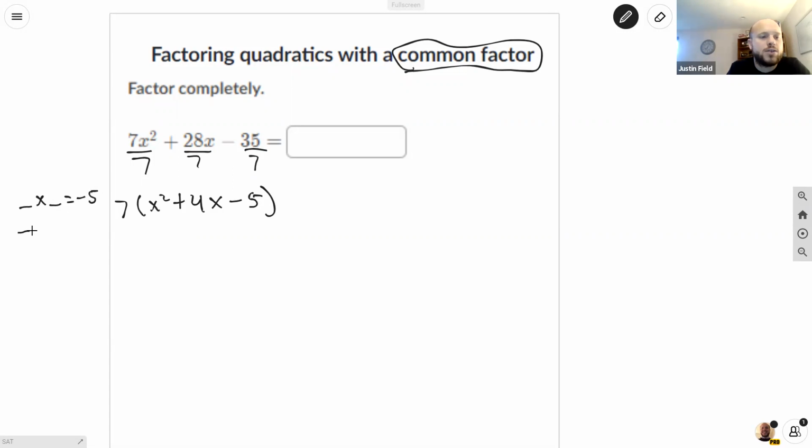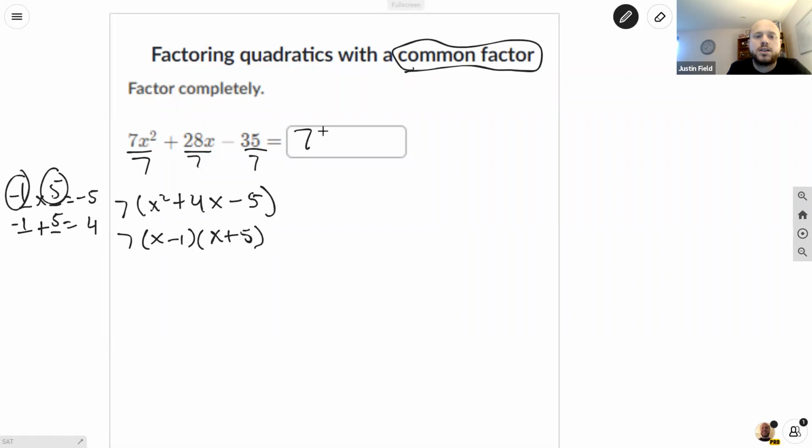And those same two numbers have to add to be 4. So a 1 and a 5 are the only numbers that multiply to 5. And if I make the 1 negative, then it will work. They will fit both equations. So that means we can factor this with those two numbers: x minus 1 and x plus 5.